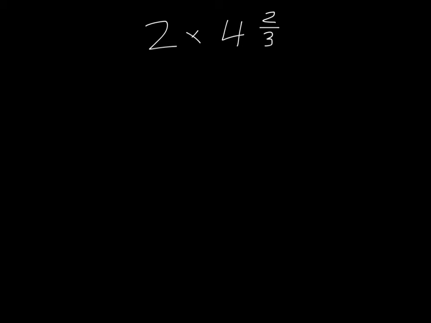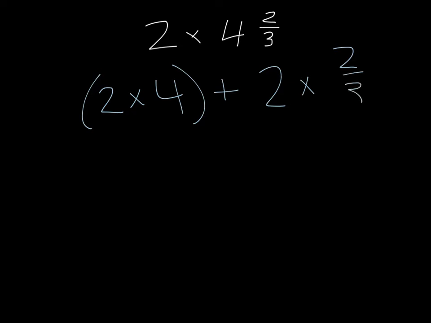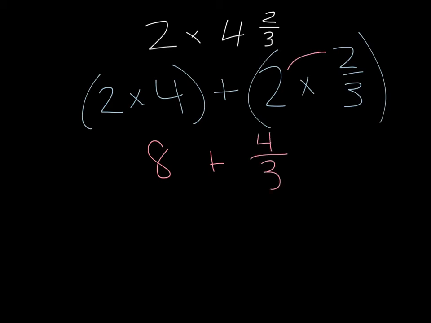2 times 4 2/3. My very first step is to distribute my 2 to my whole number and my fraction. So I need to take 2 times 4 plus 2 times 2/3. So now I'm going to actually multiply. So I take 2 times 4 equals 8 plus 2 times 2/3. So I take my whole number times my numerator, 2 times 2 equals 4, over my original denominator of 3. Now I'm going to convert my 4/3 into a mixed number. So my next line is going to be 8 plus 1 1/3. And I can add those together to get 9 1/3.